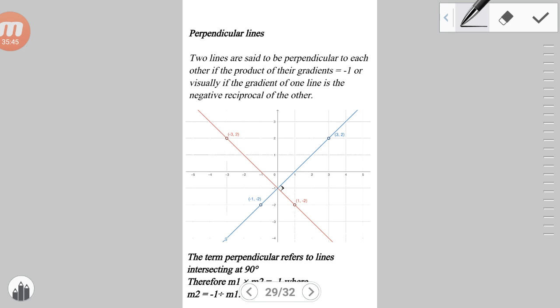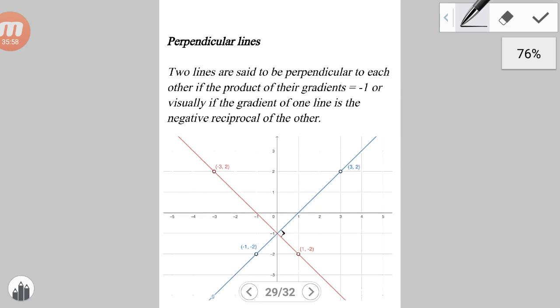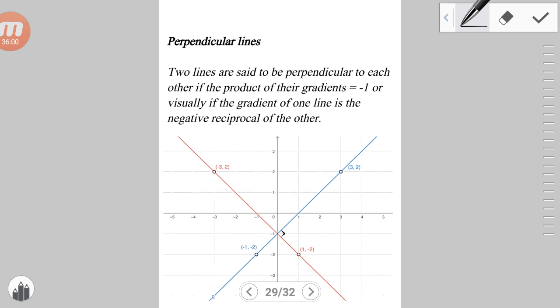Now, we did establish that parallel lines means that the lines will have equal gradients. What does perpendicular line imply? Perpendicular line really implies that the gradients are the negative reciprocal of each other. What does this mean? Let's break it down. Hypothetically speaking, it says here that two lines are said to be perpendicular to each other if the product of their gradients is equal to -1.